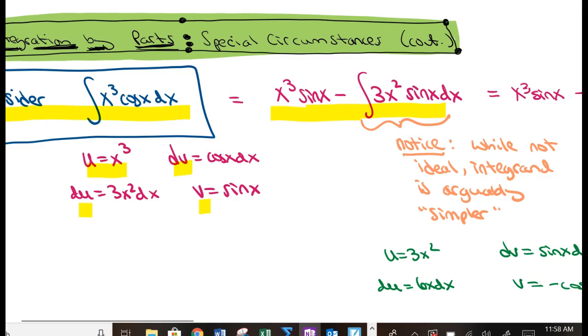Okay, and what I want you to do here is take a second and notice that while this integrand here is not ideal, it is arguably simpler because look where I went. I went from a cubic times cos x to a quadratic times sine x. Okay. And then if I look at this integral here, this then requires parts again.